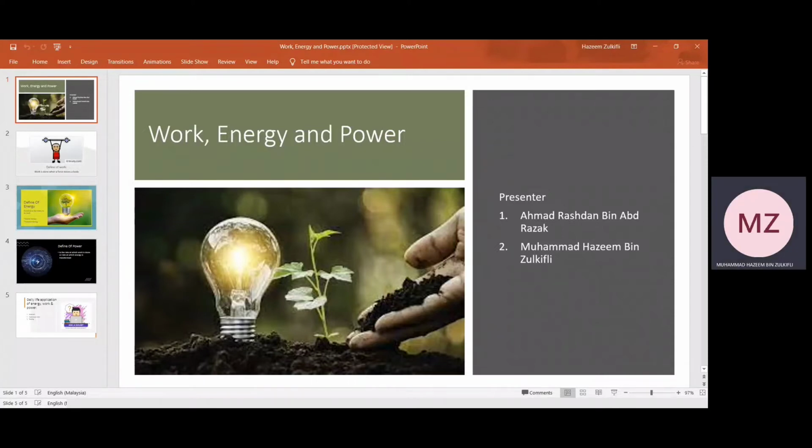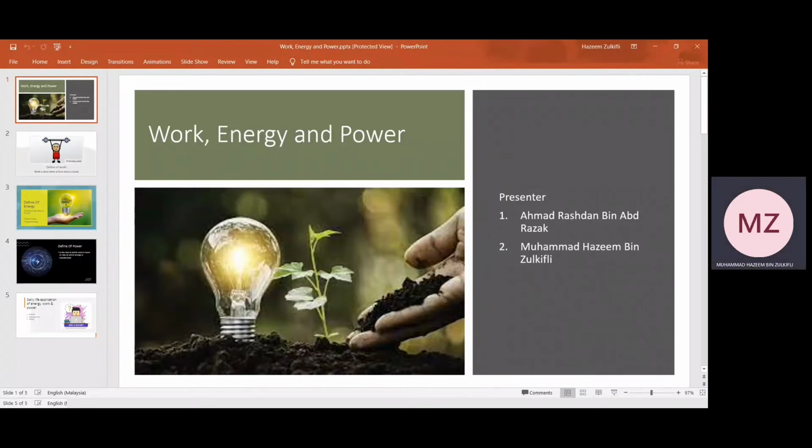The last one is the definition of power. Power is the rate at which work is done or the rate at which energy is transformed. As an example, a horse is pulling a cart with a force of 150 Newton by 10 meter in 20 seconds.